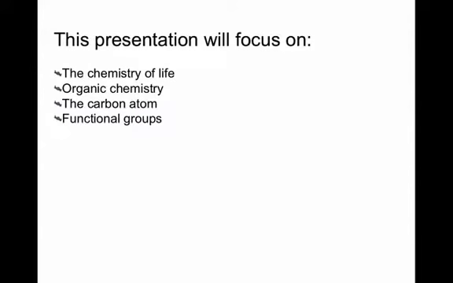What are we going to look at in this presentation? This presentation is going to focus on four major ideas. The first idea is the chemistry of life and just understanding why it's important for us to understand the molecular organic chemistry in biology. We're going to look at what organic chemistry is. How is it different from the basic chemistry that we learned earlier in the year? We're going to focus on the carbon atom and its importance in building organic molecules. And then finally the functional groups, the role of functional groups in adding diversity and functionality to basic organic backbones.